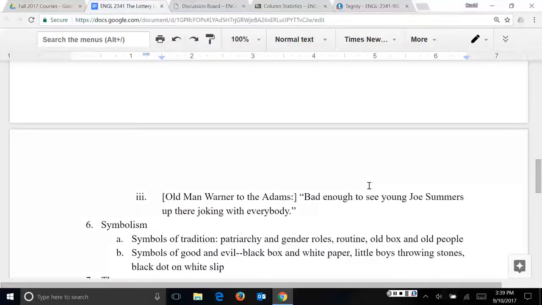And finally, I have this one last example. This is Old Man Warner talking to the Adamses, both the wife and husband, and he tells them, "Bad enough to see young Joe Summers up there joking with everybody." And of course, here are the two elements, right? One is that it's bad to see someone joking, that there's something wrong with joking. There's something wrong with being happy or creating and retaining that happiness.